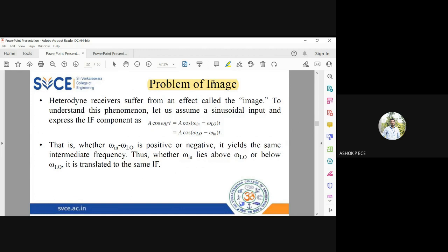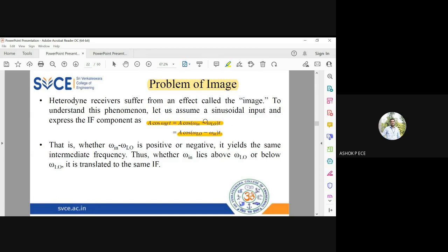Whenever we have the heterodyne receiver, the output of the mixer has two components, sum and difference. The difference will usually be your intermediate frequency. Whether we use cos omega t or sin omega t, we don't bother, as long as we use a periodic waveform. And omega IF is the difference between RF and LO. When you use cos, you have the freedom of subtracting the frequencies in any order because cos of a negative angle is the same as cos of the angle. So whether the difference is positive or negative, I have the same intermediate frequency.